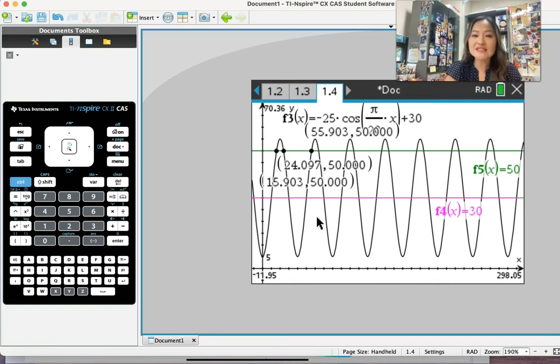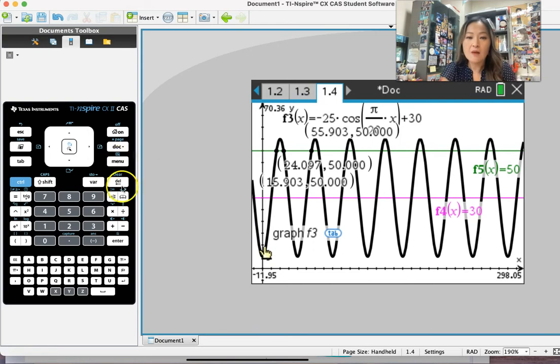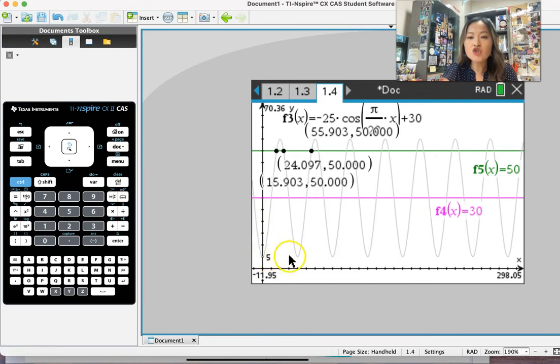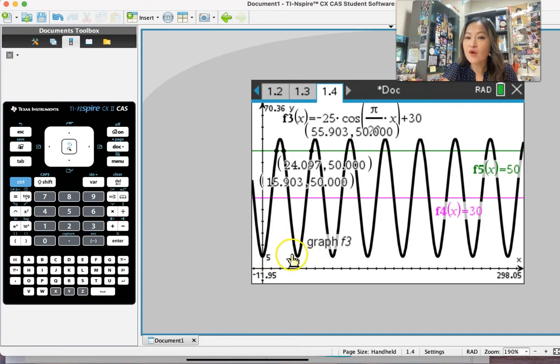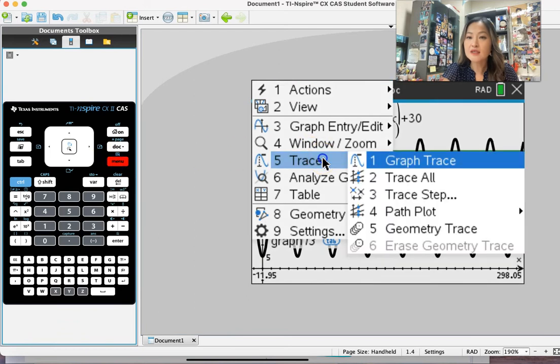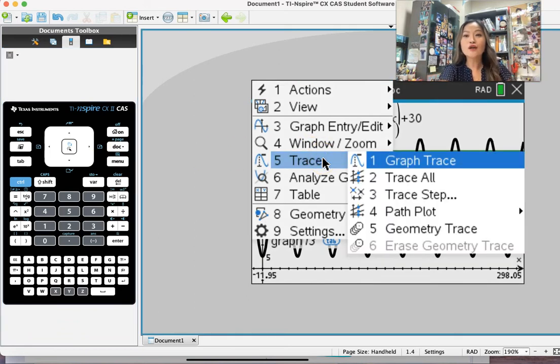Okay, we can ask you something like this. How long, oh, actually, let's check something. You know this point here and to here? How long should that be? That better be 40, right? So let's try this. I'm going to go to menu. Let's go to trace. Now, trace is a little bit tricky. So I'm going to go graph trace.